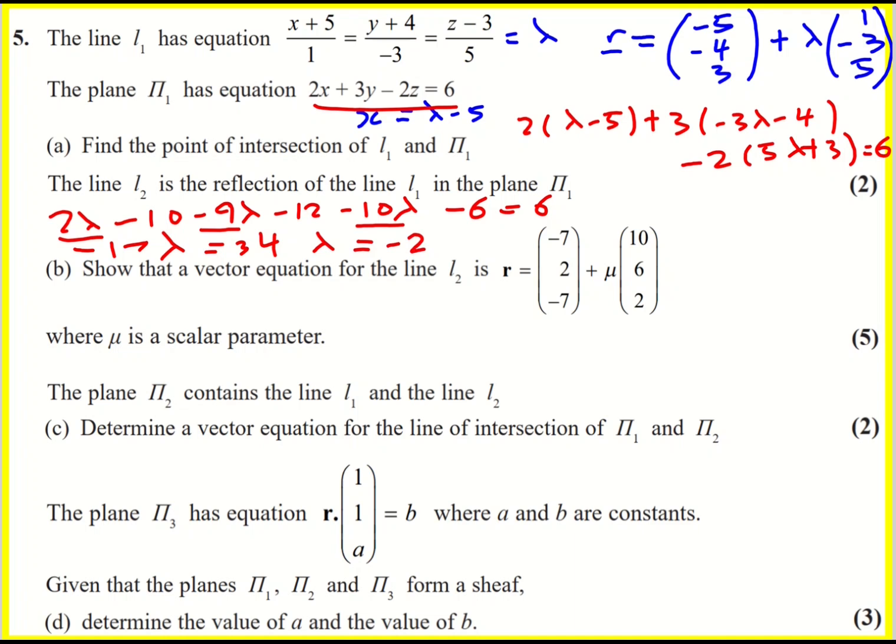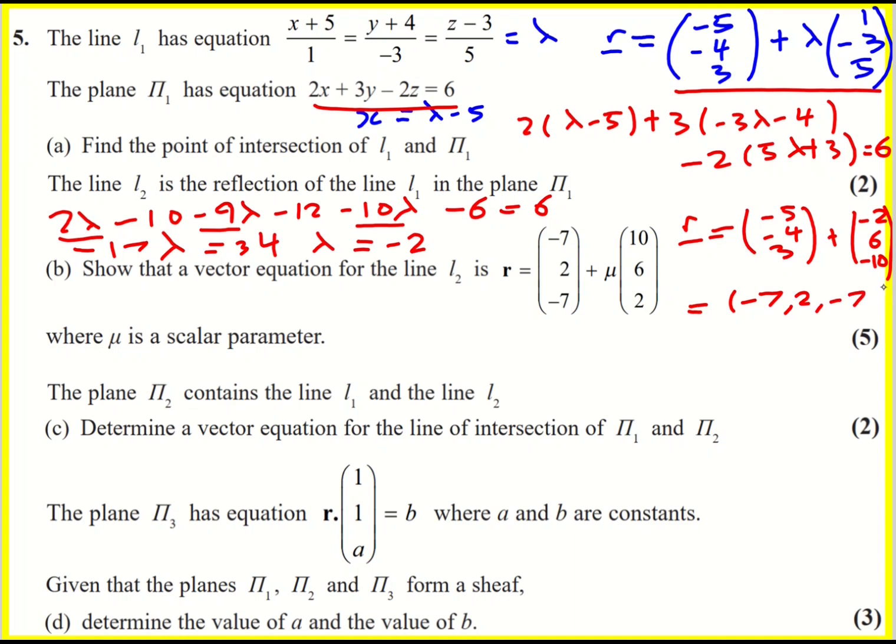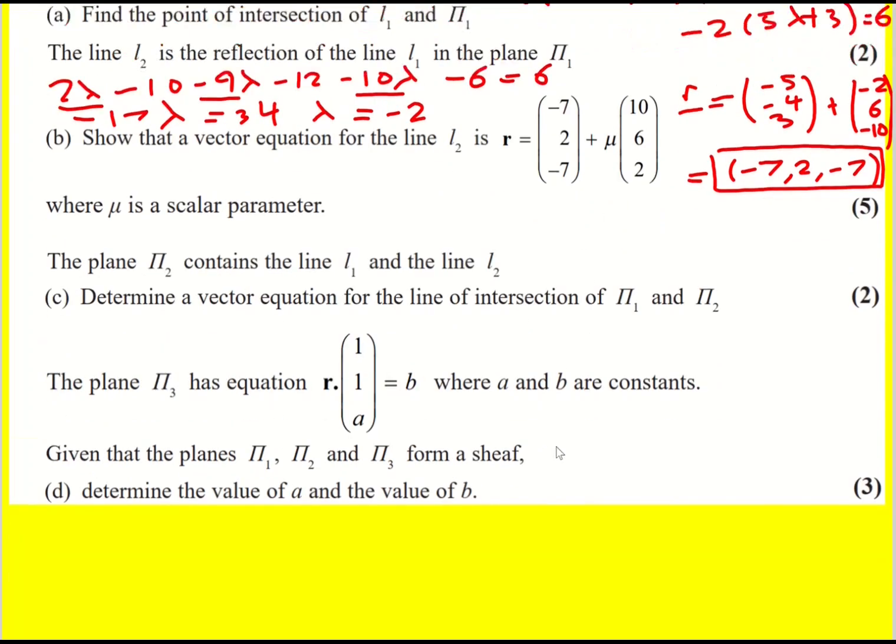And therefore, if I want the point of intersection, I can just sub it back into here. r is going to equal (minus 5, minus 4, 3) plus minus 2 times (6, minus 10)... that's going to give minus 7, 2, minus 7. Sorry, I've gone from a vector and I've written it as a coordinate, but that is what we're interested in. Good. Now we're told that the line L2 is a reflection of the line L1 in the plane pi 1.